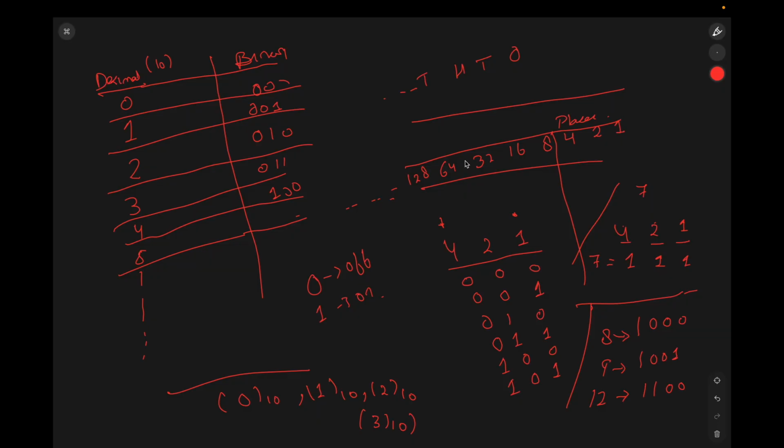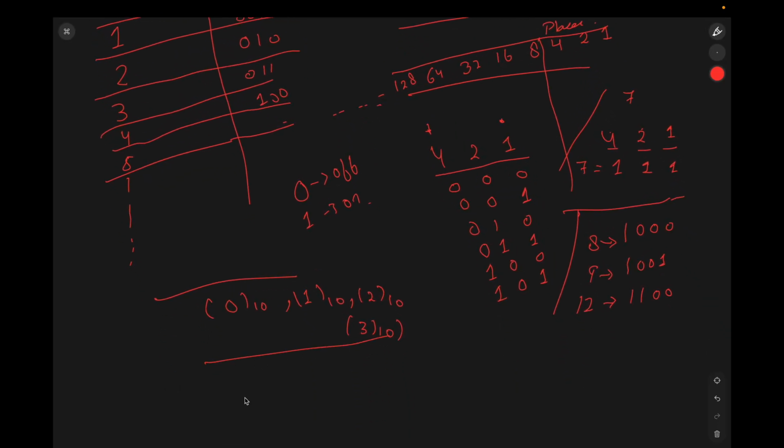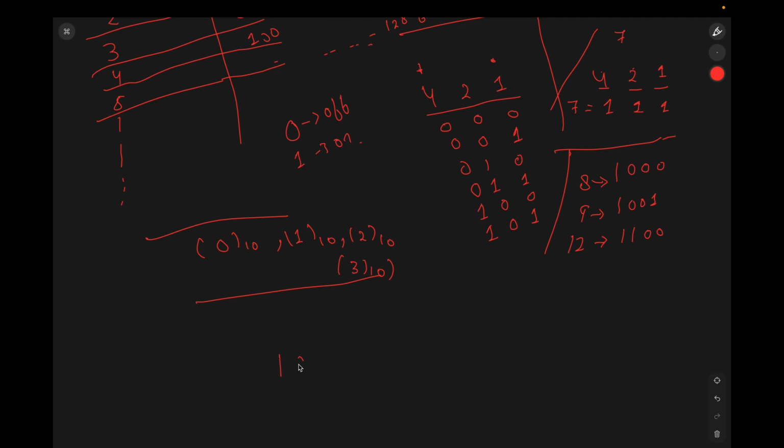So obviously, let's say there is a number, my number is something like this, 1 0 1 1 0. Now what is this number? This is my binary representation. Now what is the decimal of this binary?